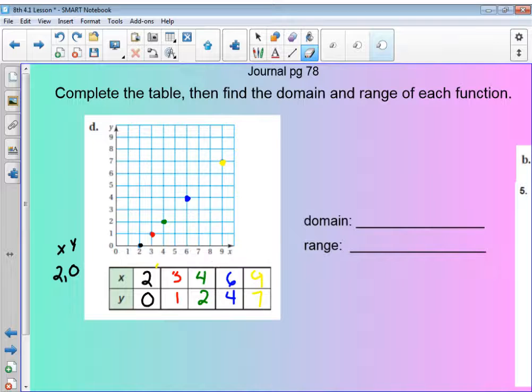Okay, so realize you may not always see that pattern, but there really is a pattern if it creates a straight line. Okay, so my domains are my X's, also known as my inputs. So my domains are 2, 3, 4, 6, and 9. And my ranges are also known as my outputs or my Y's. That would be 0, 1, 2, 4, and 7.